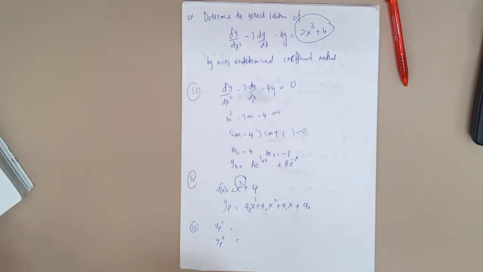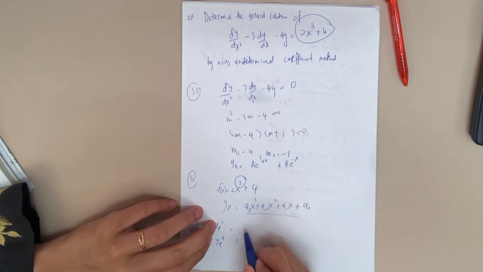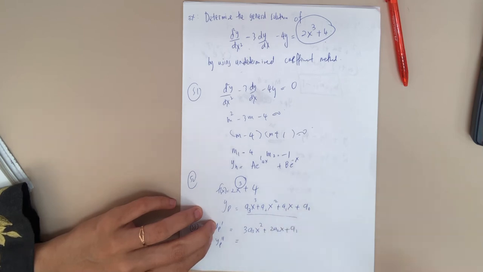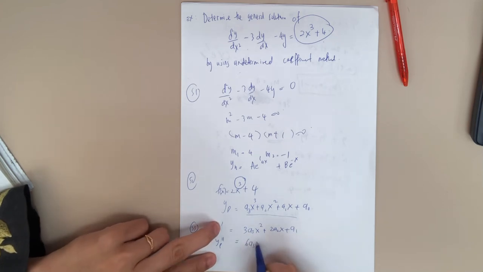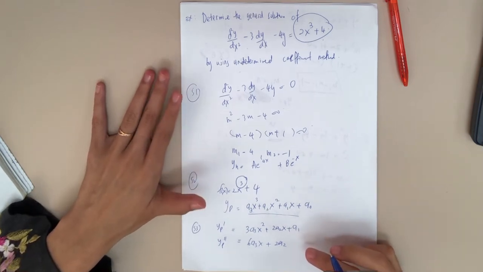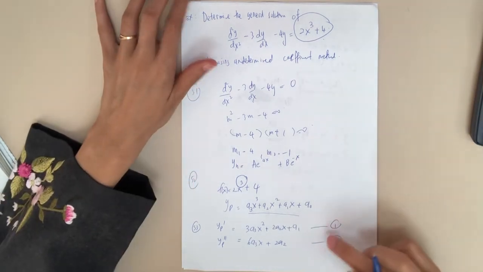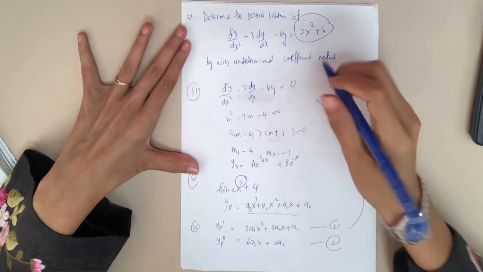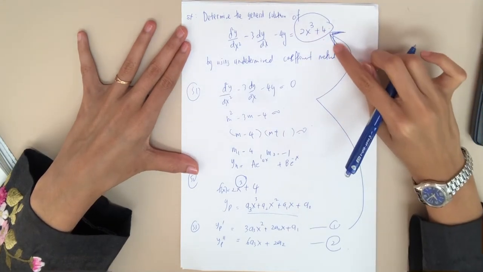So differentiate this equation with respect to x, of course. We will get 3a3x squared plus 2a2x plus a1. This one is for YP prime. Then YP double prime is 6a3x plus 2a2. So you already have both YP prime and YP double prime. What do we do next? We need to substitute these two equations into the original equation. This is the original equation, so you need to substitute into this equation.